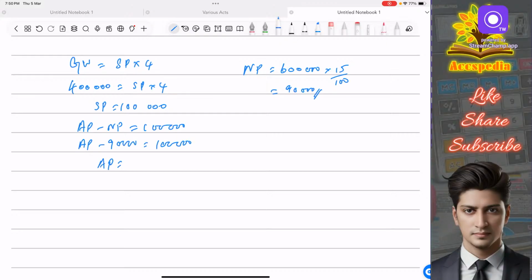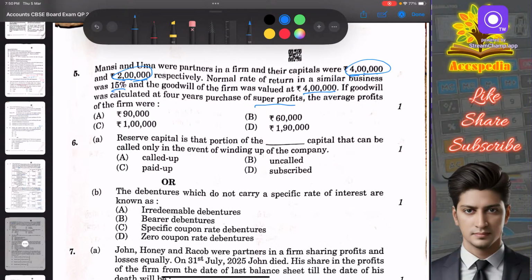So the average profit, this 90,000, when it goes to the other side, it will become the addition. So 1 lakh 90,000. So the answer is 1 lakh 90.